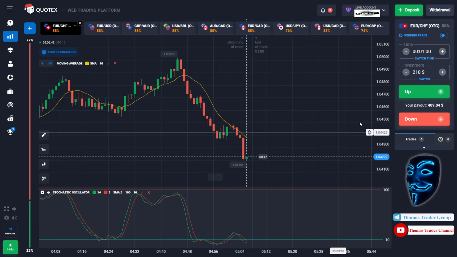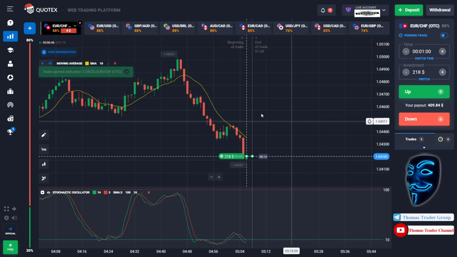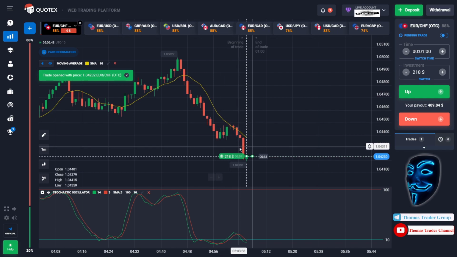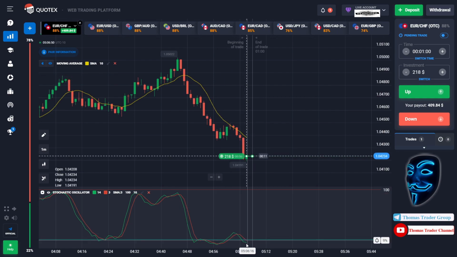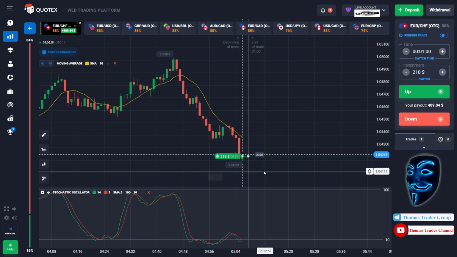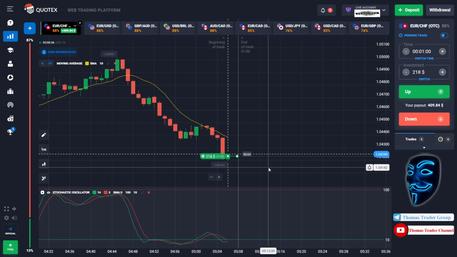Over here we can open buy for 1 minute. As you can see, the market is going bearish and the market has already touched the oversold area. When the market touches the oversold area, it will make a rebound. Let's prove it and let's wait till the end of our trade.